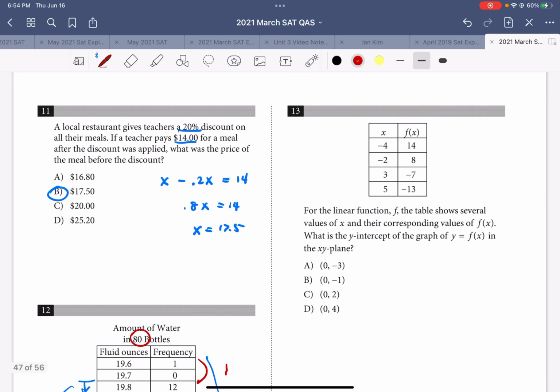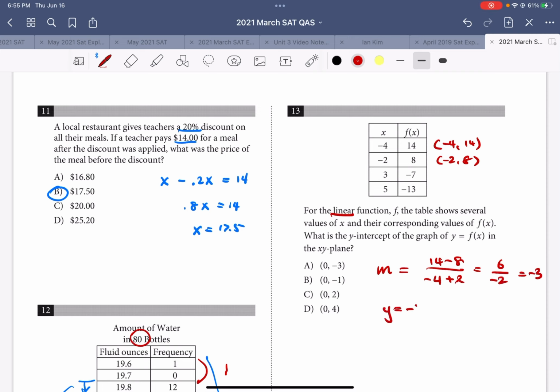Number 13. For the linear function, it's linear. The table shows several values of x and their corresponding f of x. What is the y-intercept? Okay, you can set up an equation. So you can say this is negative 4, 14, negative 2, 8. If you have 2 points, you can find the slope. 14 minus 8 over negative 4 minus negative 2, which is plus 2. So 6 over negative 2, so negative 3 is the slope.